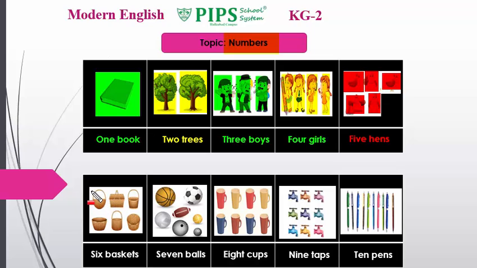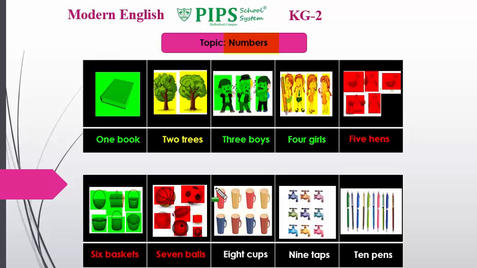Here are baskets. Count with me. How many baskets are there? 1, 2, 3, 4, 5, 6. There are 6 baskets. Here are balls. Count with me. 1, 2, 3, 4, 5, 6, 7. There are 7 balls.